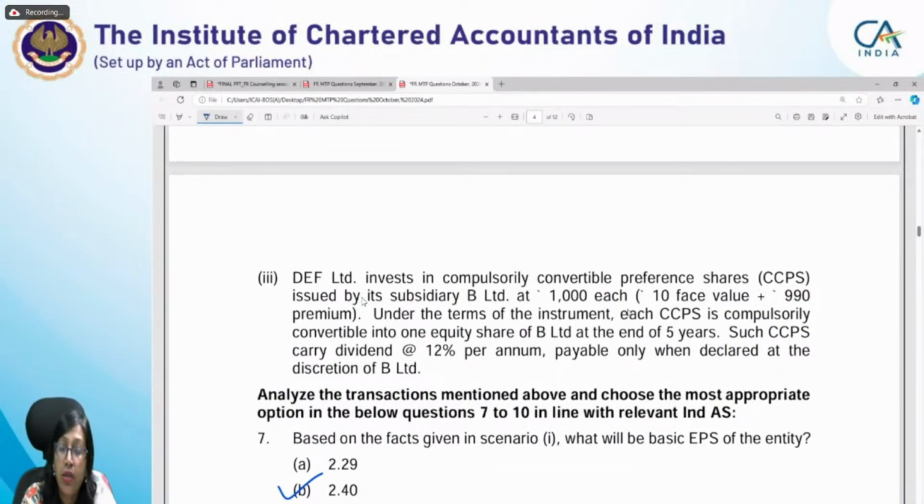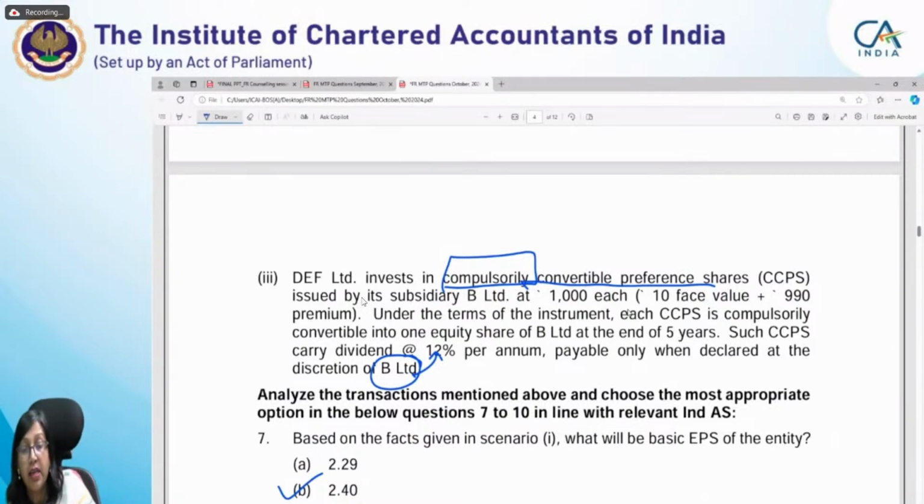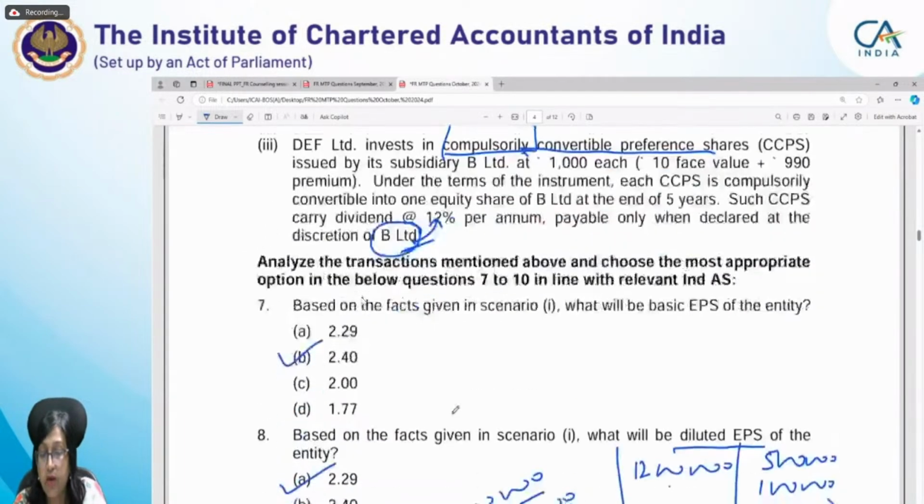So the issuer is B Limited, and B Limited has the entire right regarding this. The terms of the contract are compulsorily convertible. There is no option provided. And the dividend also is to be paid at the discretion of the issuer of the instrument. So in that case, and they are compulsorily convertible, it means they have to give the equity on this. So this is an equity contract, but for whom? It is for B Limited. This portion is missing in the question, students. You can just note it down.